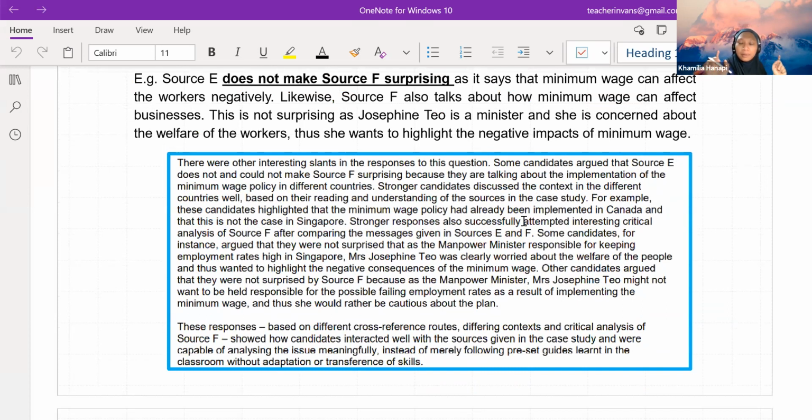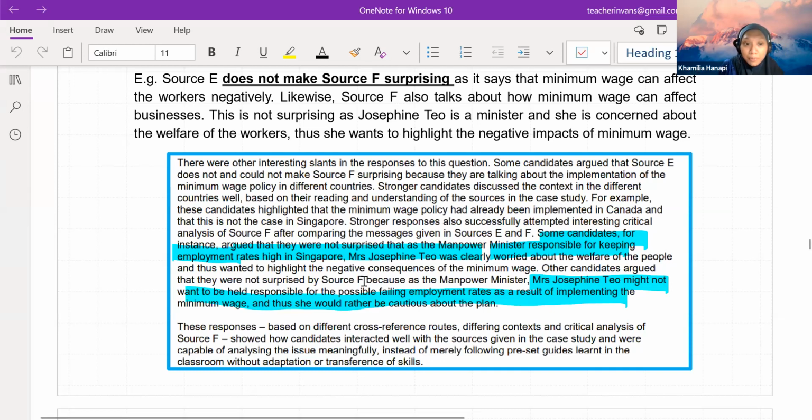And I want you guys to see this. Anything that is in blue for this particular source-based question, or when I send you the PDF, is actually from the Marcus report. And I want you to look at this very, very carefully. Some candidates, for instance, argue that they're not surprised as the manpower minister is responsible for keeping high unemployment. She was obviously worried about the welfare of the workers. It is also not surprising that she does not want to be held responsible for the possibility of falling employment rates. So she's very cautious about the plan.